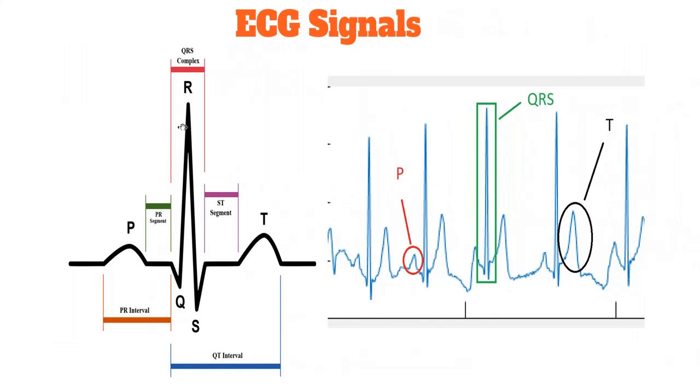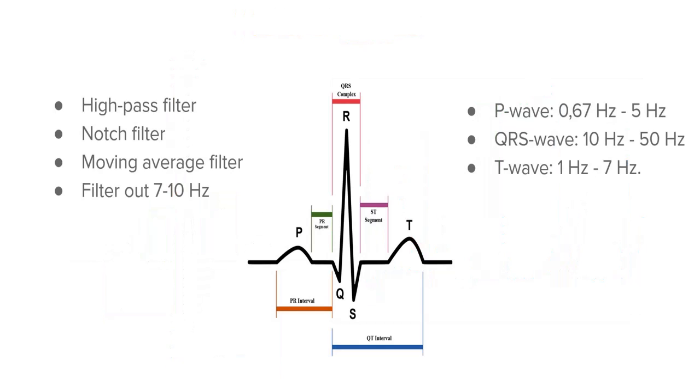In the end, we can extract data from the signal. In other words, we can extract the P, QRS, and T segments. In this project, we used a high-pass Chebyshev filter to remove the baseline wander, a notch filter to remove the 50 Hz power line noise and the noise over 50 Hz, and also a moving average filter to smooth the signal. We also tried to filter out between 7 Hz and 10 Hz, but it was not successful and it corrupted the data in the signal.